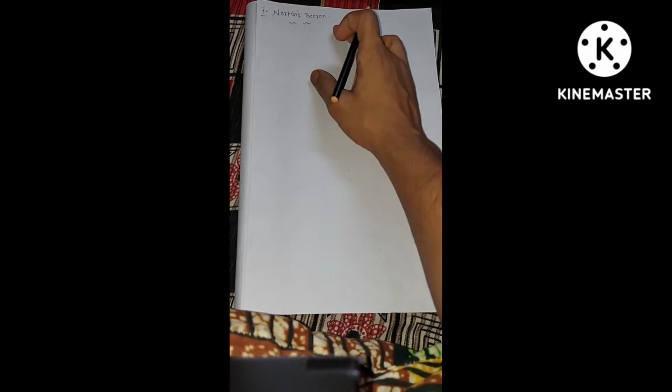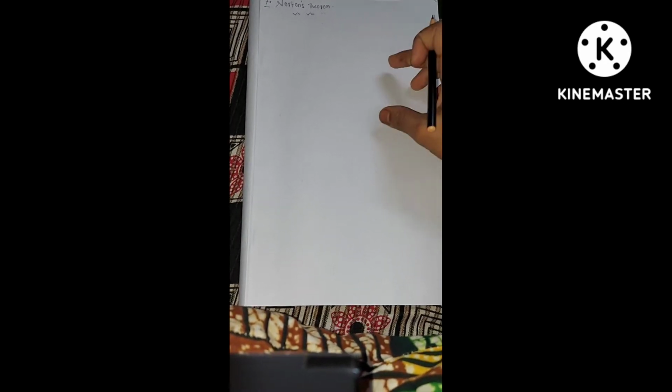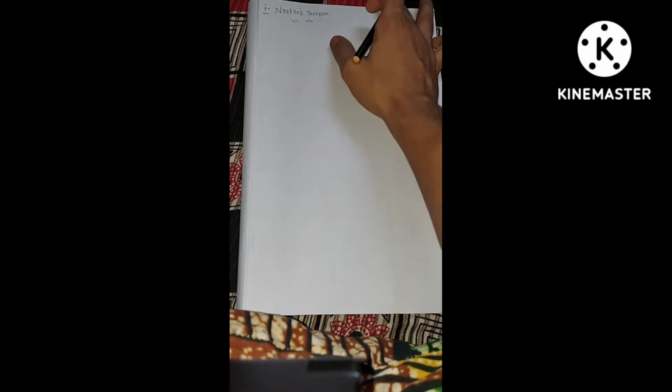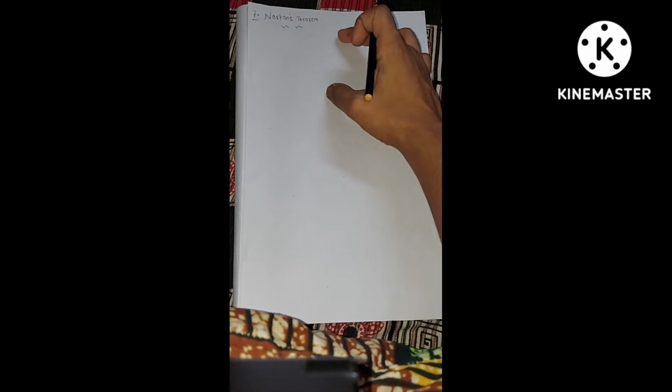Okay, first of all, whenever you write a derivation, make sure you give some introduction, then you give the circuit diagram, and then you explain the further things. So first of all, when you explain Norton's theorem, explain a little bit about Norton's theorem.